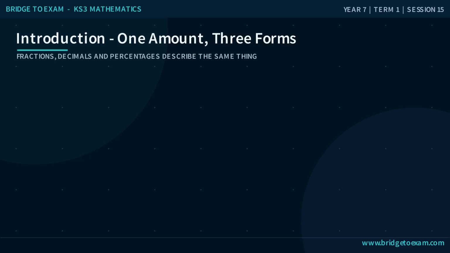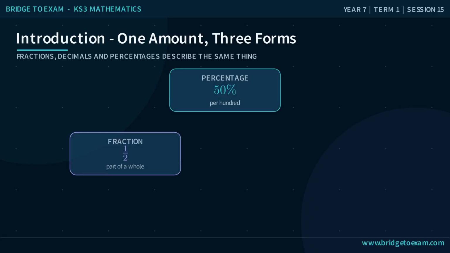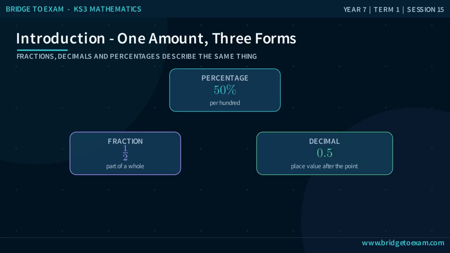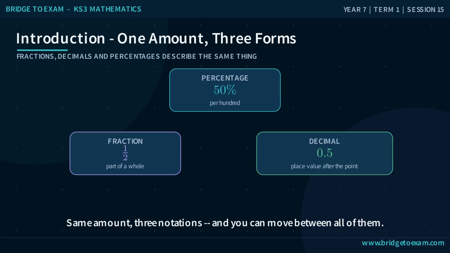Session 15, and this one ties everything together. Fractions, decimals, and percentages aren't three different topics. They're three different outfits for the exact same number. Half a pizza, 0.5 of a pizza, 50% of a pizza, all identical. Same amount, three different notations. By the end of today, you'll convert fluently between all three forms and know the handful of equivalences worth memorizing on sight.